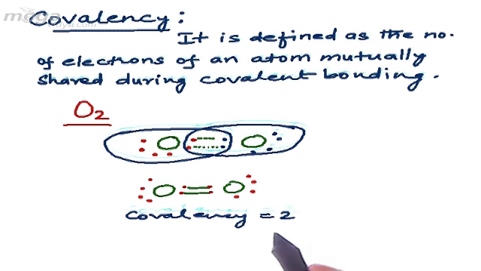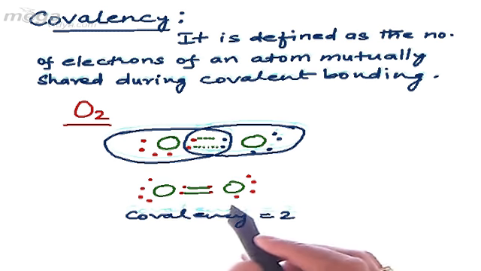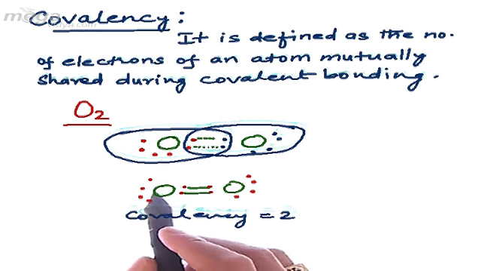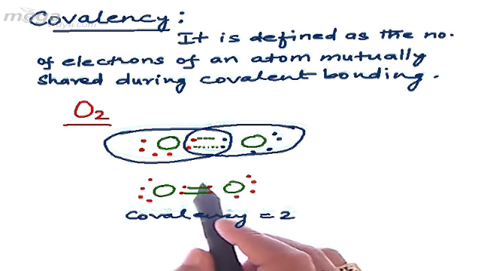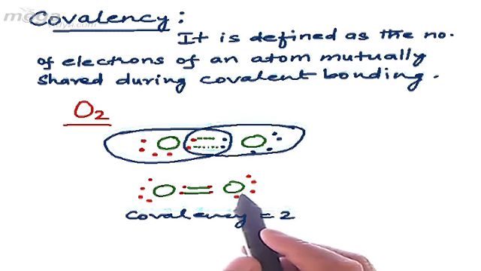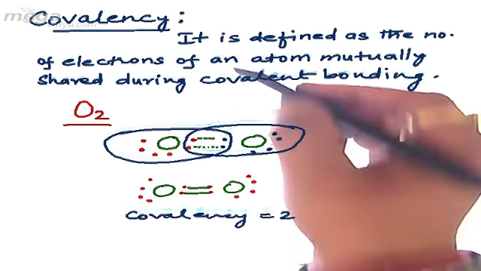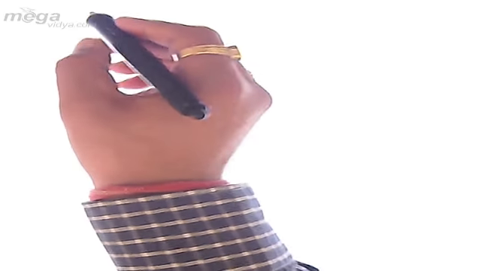Basically, to determine covalency, we have to judge that the bonding atoms must undergo mutual sharing of electrons, and based on the number of electrons mutually shared, we can determine covalency. Let's move to another example. Let's discuss the bonding between hydrogen and chlorine.